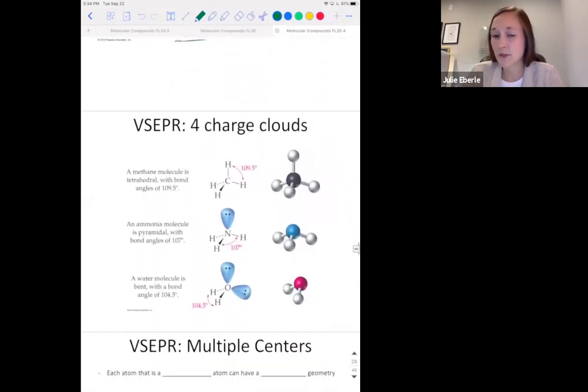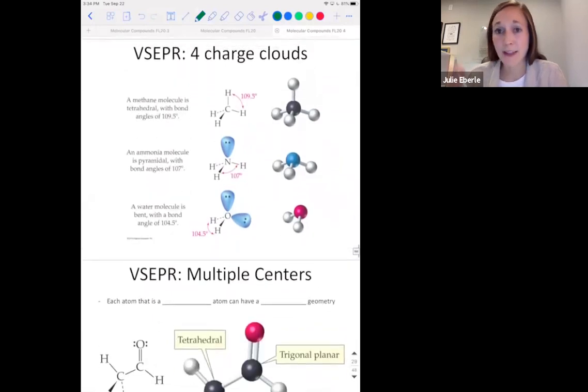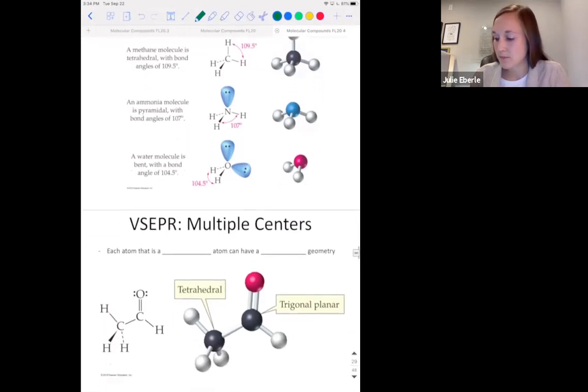Okay, here's a review slide. All the different ways you can have 4 charge clouds. It's just a review all in one slide. All right, so that's it for geometry. There's more geometries than this. If you take another chemistry class, you might recognize there's more. We have octahedrons and things like that, but these geometries are the only ones we'll cover in this course.